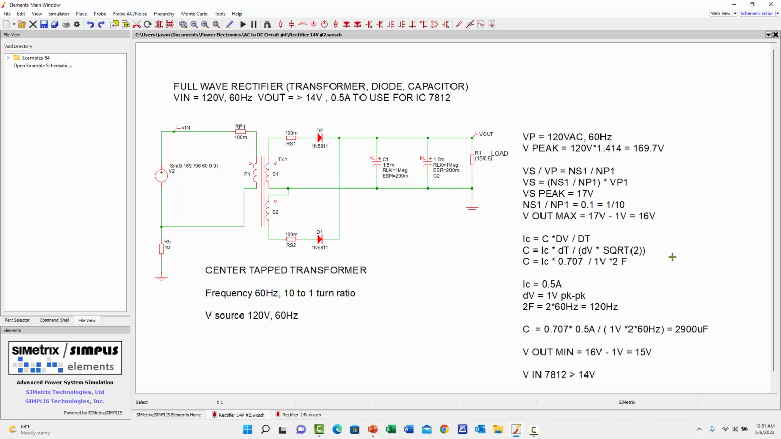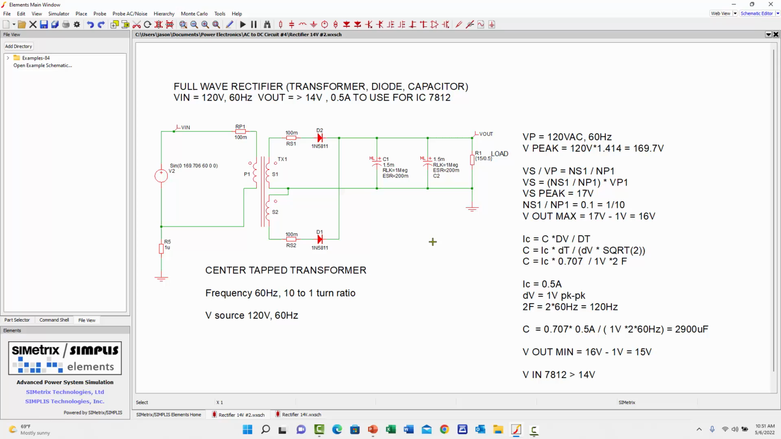The basic equation is I_C equals C times dV divided by dt. dV is the ripple output voltage and dt is related to the frequency. It is 1 over f. The frequency in this case is twice your primary frequency since you're converting it to full wave. So if it is 60 Hz, our frequency on the secondary side will be 120 Hz.